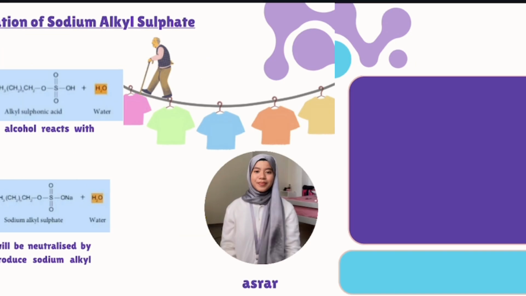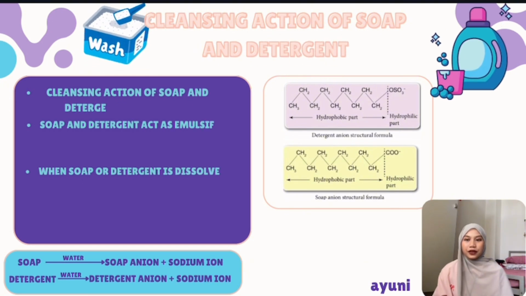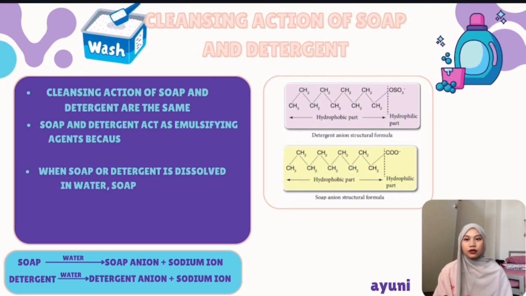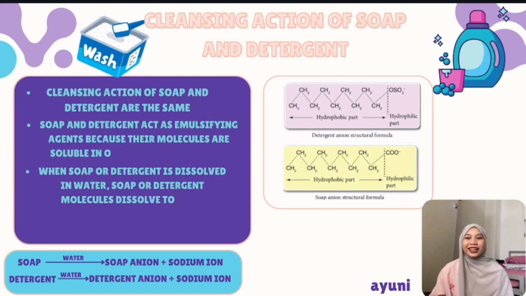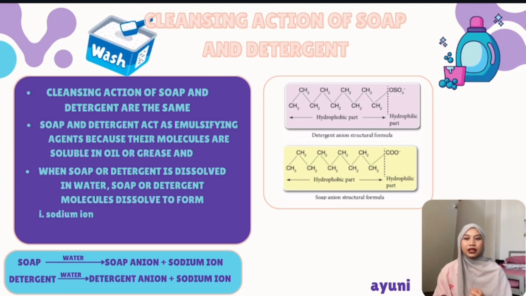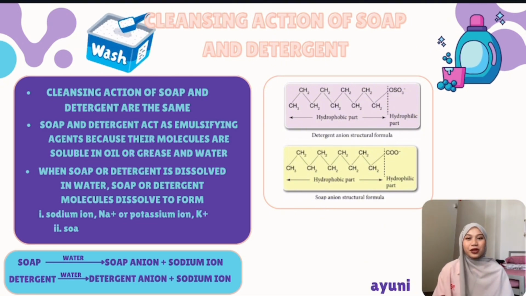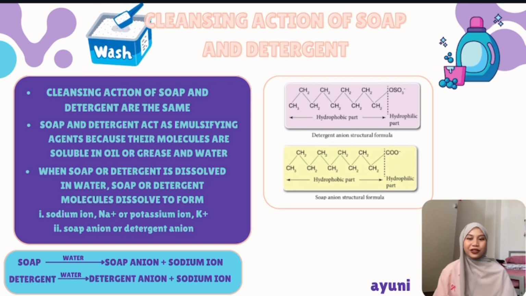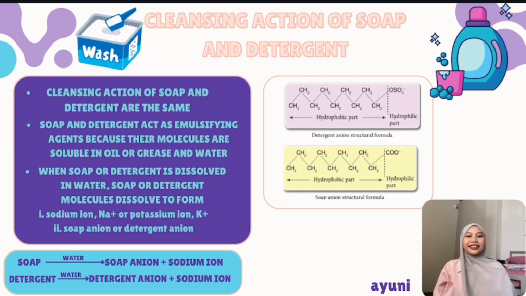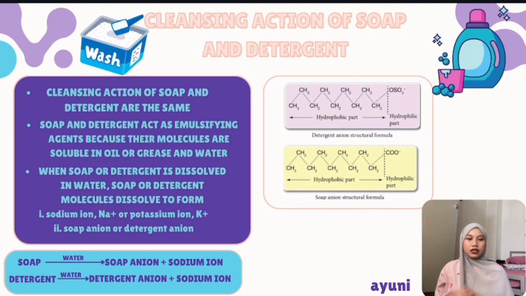So now I will describe the cleansing action of soap and detergent. First, adding soap or detergent into water will reduce the surface tension of water. This increases the water's ability to wet the surface of the cloth. Second, soap or detergent will ionize in water to produce free-moving soap anions or detergent anions. Third, the hydrophilic parts of soap anions or detergent anions dissolve in water.